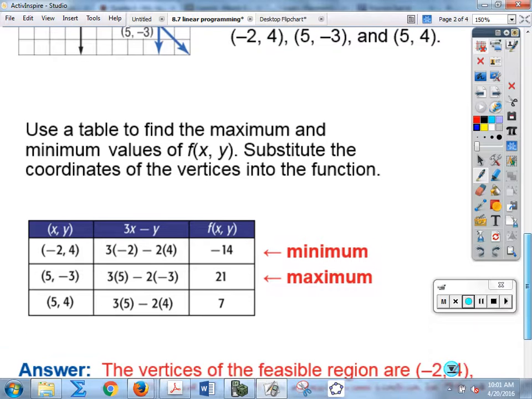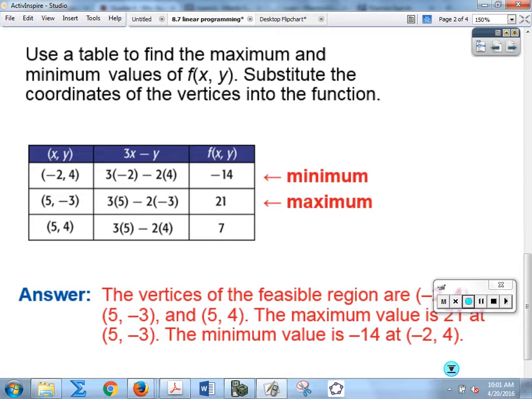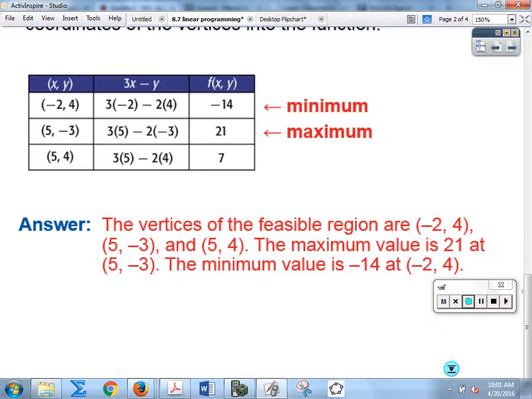So depending on what the question asks, this one just said find the minimum and maximum value. This one has a max of 21 at that point, and a min of negative 14 at this point. Yeah, that's good.